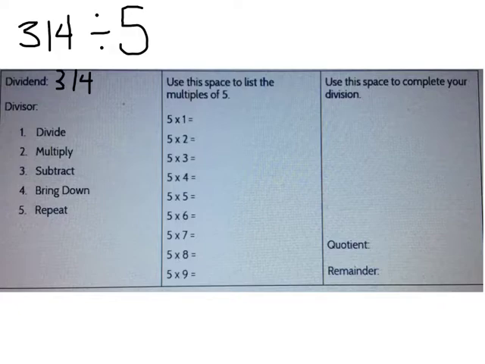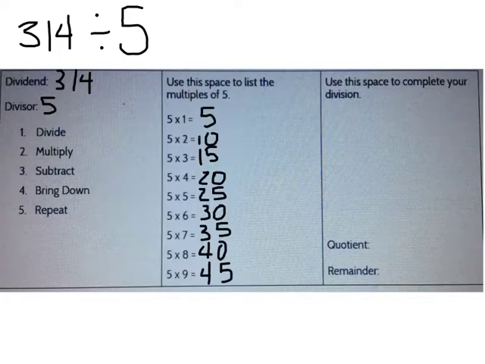Remember, division means splitting into equal groups. 5 is the divisor. That's the number I'm dividing by. And I have the steps of long division listed on the side. Because I'm dividing by 5, I need to be able to quickly know my multiples of 5. Go ahead and fill in the multiples of 5 on your paper and then enter them on the computer. Check to make sure you listed your multiples correctly.